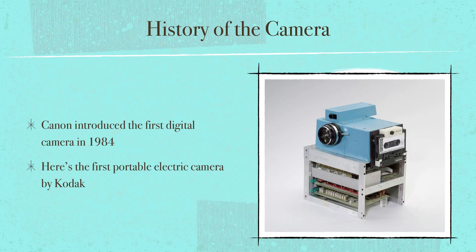Canon introduced the first digital camera in 1984. And here's Kodak's first portable electric camera, so similar to a digital camera, but this image of this camera was actually from the late 70s. You can see it's almost like a computer, and it weighed a lot, and it's about as big as a stack of books. And you see it has this old cassette tape, recording something on the right hand side, and then underneath it's like a computer. Not easy to carry around with you.